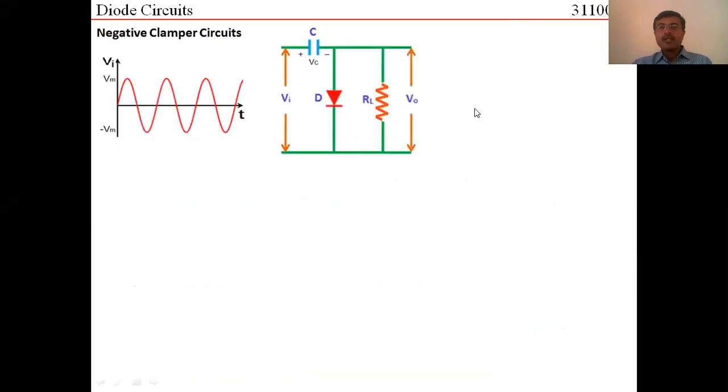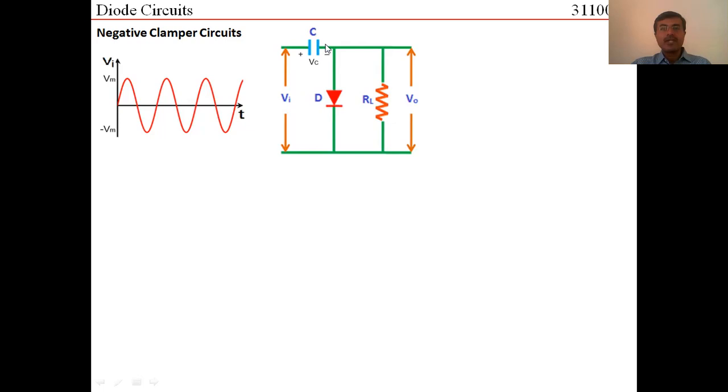Let us start with the example of a negative clamper. I could have taken the example of a positive clamper first, but this would be easier to understand, right? So let us consider a simple circuit of a negative clamper. I'm not using any DC source here, so this is an unbiased clamper.